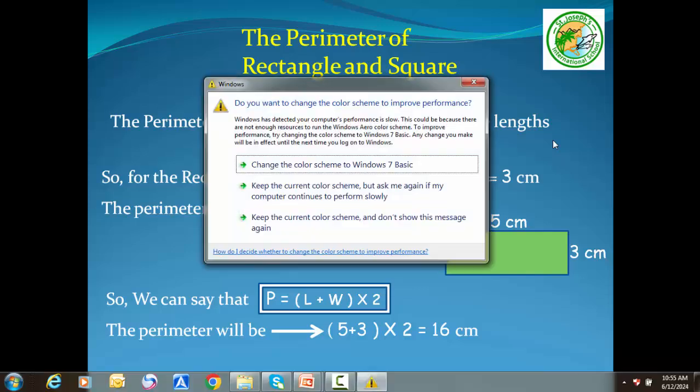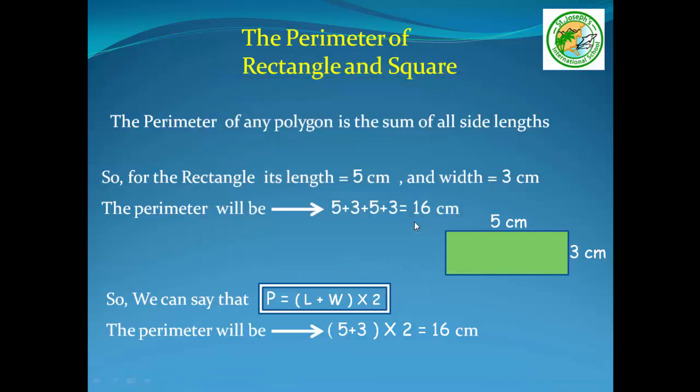So we have 2 formulas to get the perimeter of a rectangle. The first one is adding the 4 side lengths, and the other one is length plus width times 2. So the perimeter here will be 5 plus 3 times 2, which equals 16. We will add 5 plus 3 first and then multiply by 2.